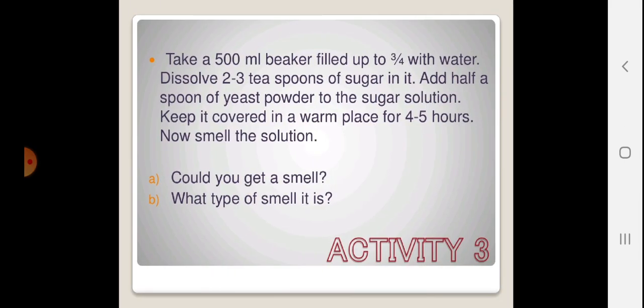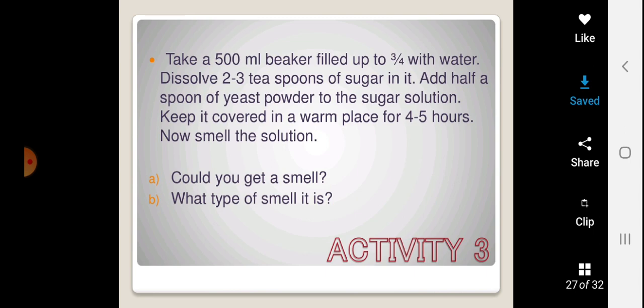Activity 3 states: take a 500 ml beaker and fill it to 3/4 with water. Now dissolve 2 to 3 spoons of sugar in it. Add half a spoon of yeast powder to the sugar solution. Now you remember why we are adding yeast to the sugar solution: because here yeast will use sugar as food, and it starts multiplying and respiring in the solution. Keep it covered in a warm place for 4 to 5 hours. Here a warm place means that is the ideal temperature for yeast to multiply and respire.